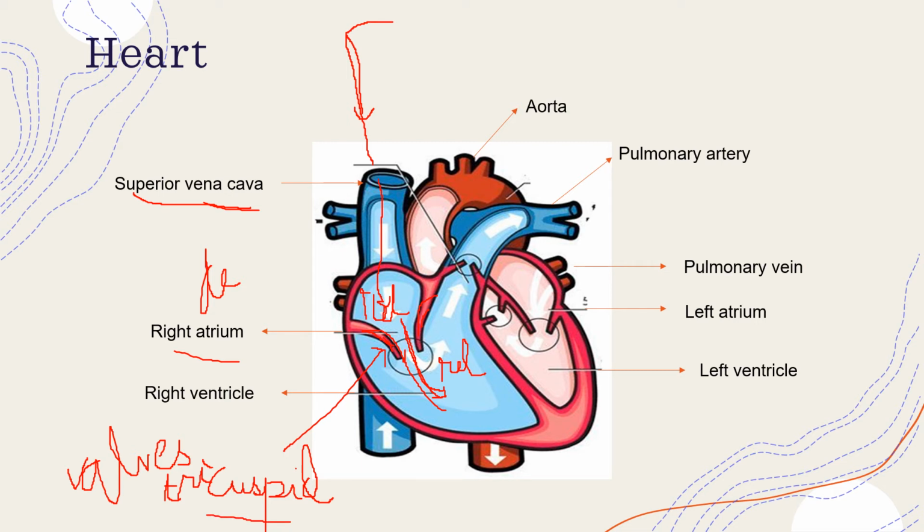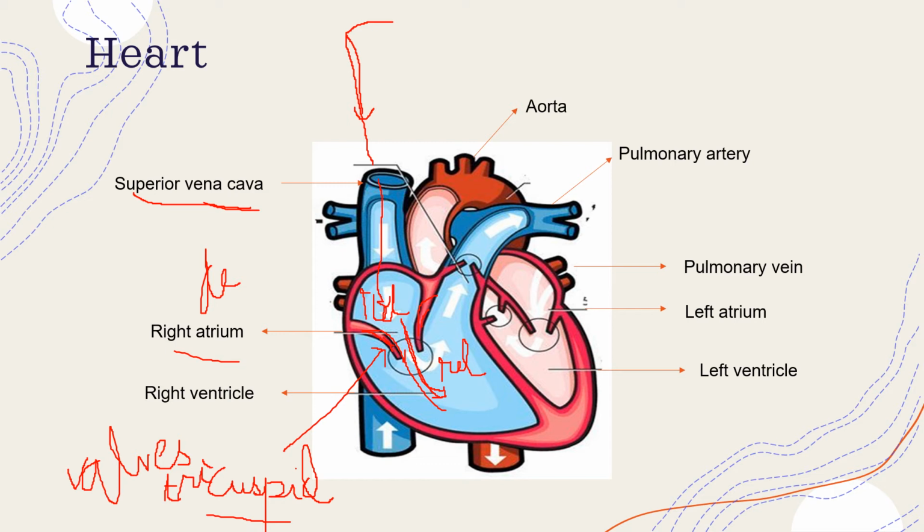Okay, again I'll repeat what is happening on the right hand side. The deoxygenated blood, the blood which does not have oxygen, enters the superior vena cava into the right atrium, and then it passes to the right ventricle. There is a valve present between the atrium and the ventricle, which is called the tricuspid valve. The function of this tricuspid valve is to avoid the backflow of the blood. Okay, I hope I'm clear.